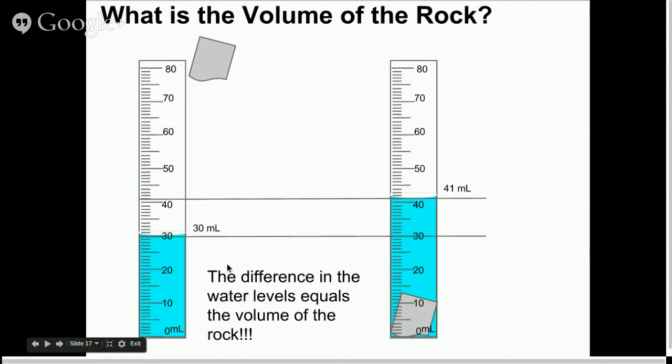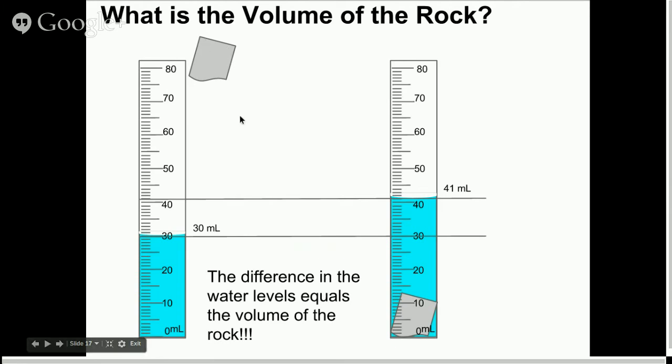All right, so this is how we can find the volume of weird shaped objects, and this is what Archimedes found. If you put a rock inside of water, the water will go up because the rock is moving the water out of the way, or what we call displacing it. So when you put this rock in there, the water level is going to go up exactly equal to the volume of the rock, because it's going to move exactly this much water out of the way.